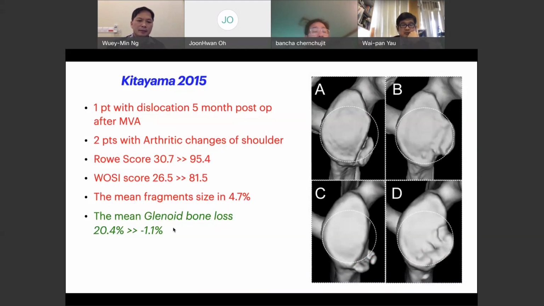And the mean bone loss: initially, the mean bone loss is 20.4. But after 5 to 8 years, they repeated the CT scan, and the bone loss is in fact smaller, negative 1.1. So this is very good news for the arthroscopic suture anchor repair group, because they noted that in some cases the bone loss is able to repair itself. In some cases the bone fragment will hypertrophy and be slightly bigger than before.